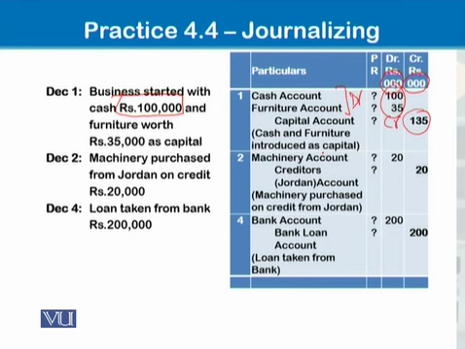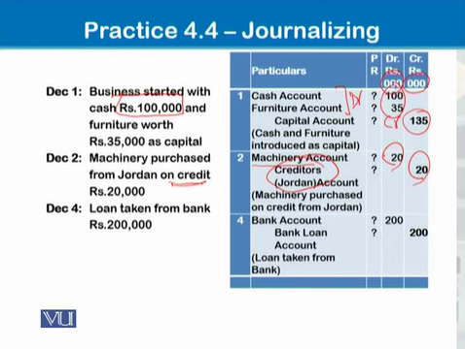The next transaction is machinery purchased from Jordan on credit 20,000. Machinery we have purchased is an asset, debit, and since it is purchased on credit, it is creating a creditor as a liability in our books. So 20,000 in the credit as a liability and 20,000 in the debit as an asset. Machinery account debit and creditor Jordan account is credit with 20,000.